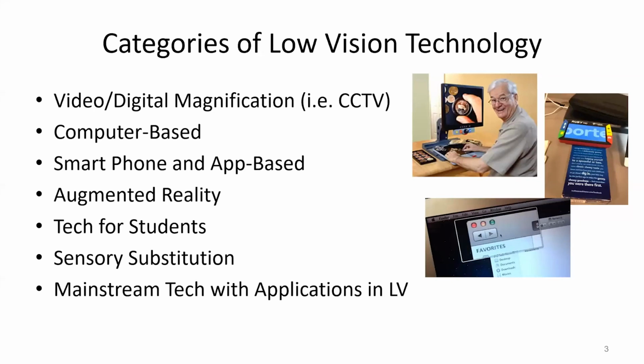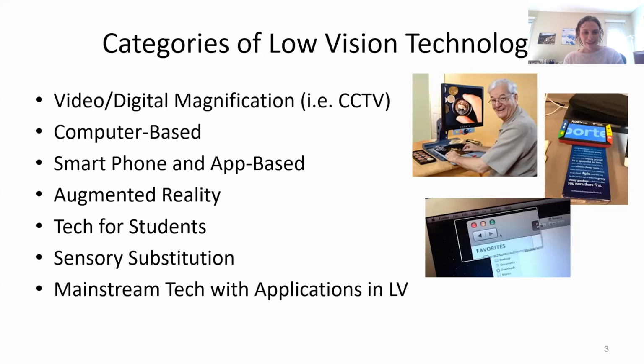Perfect. So this will be a quick intro, probably review for a lot of you since we have so many eye care providers. But I just wanted to quickly touch on the categories of low vision technology. Remember that there's your traditional video or digital magnification like CCTV, and you can see those pictured on the right. There's computer-based technology, both built-in accessibility as well as software you can add onto your computer. There is smartphone and app-based technology. That's where we're going to spend most of our time today.